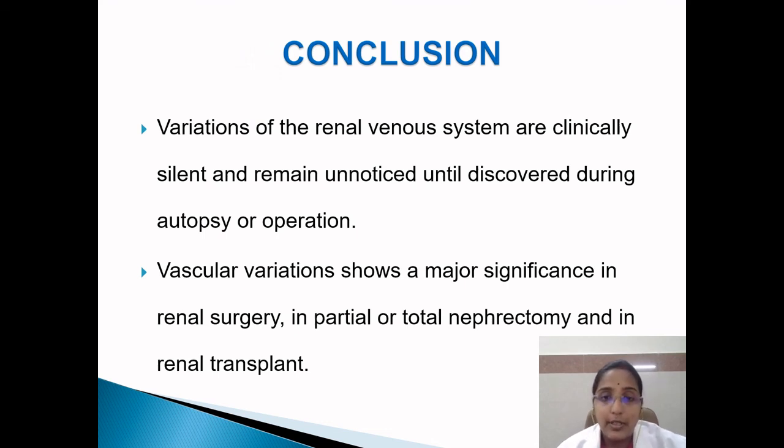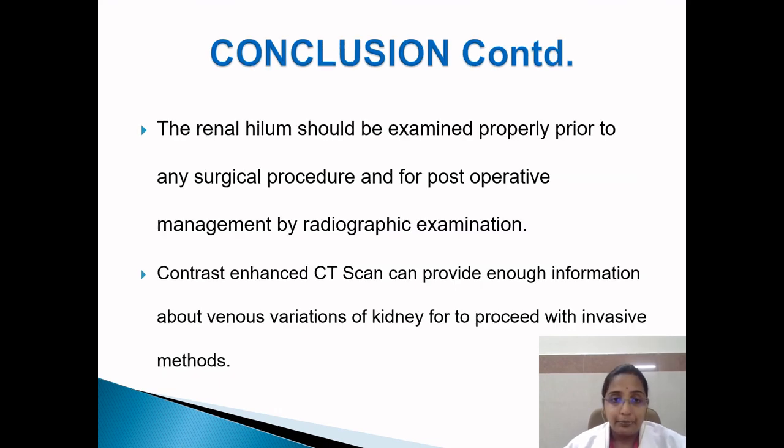Conclusion: variations of the renal venous system are clinically silent and remain unnoticed until discovered during autopsy or during surgical procedures. Vascular variations show a major significance in renal surgery, in partial or total nephrectomy, and in renal transplantation surgery. The renal hilum should be examined properly prior to any surgical procedure or for post-operative management by radiographic examination. Contrast-enhanced CT scans can provide enough information about the venous variation of the kidney to proceed with the invasive methods.